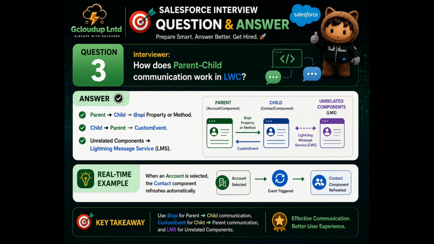And the third one is for unrelated components. For that unrelated component communication we can use Lightning Message Service, that is nothing but LMS. For example, when a user selects an account, the contact component refreshes automatically through component communication. That one we can do with the help of the @api decorator or property.